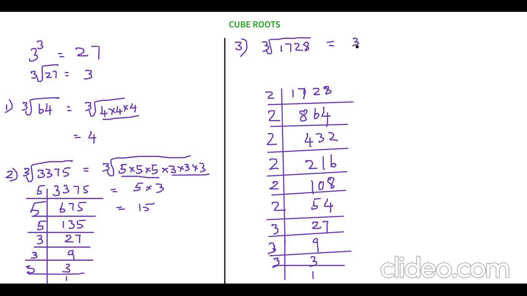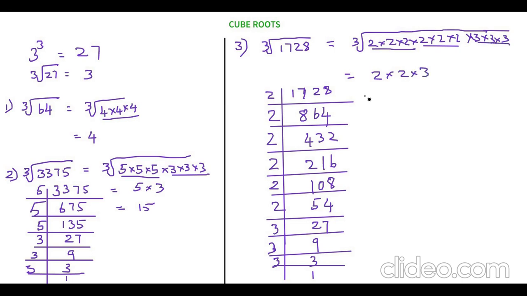So this is cube root of, there are 6 2's here, 2 times 1, 2, 3, 4, 5, 6 2's, and 3 3's here. As I told you in the previous video, instead of 3 2's I'll take 1 2 outside, and instead of another 3 2's I'll take another 2 outside, and then instead of 3 3's I'll take 1 3 outside. So 2 times 2 is 4, 4 times 3 is 12. So our answer is 12. Isn't it easy to find the cube root?